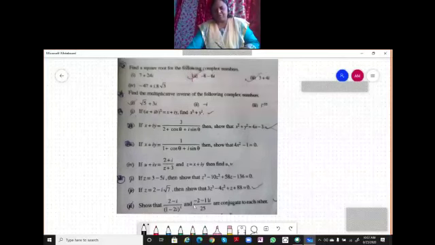Show that (2 minus i) by (1 minus 2i) whole square and (minus 2 minus 11i) by 25 are conjugate to each other. That means, let us take this as z, and we have to prove that z conjugate is (minus 2 minus 11i) by 25. So we have to take z is equal to (2 minus i) by (1 minus 2i) whole square. We have to find z conjugate. Shall we start the problem?